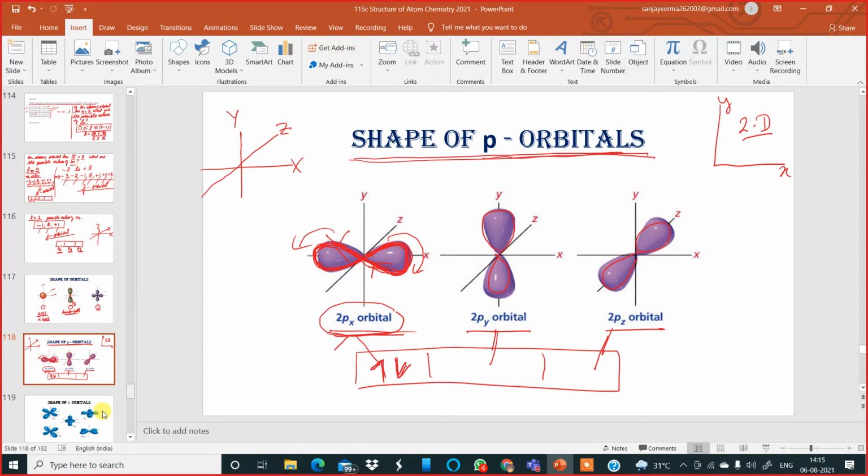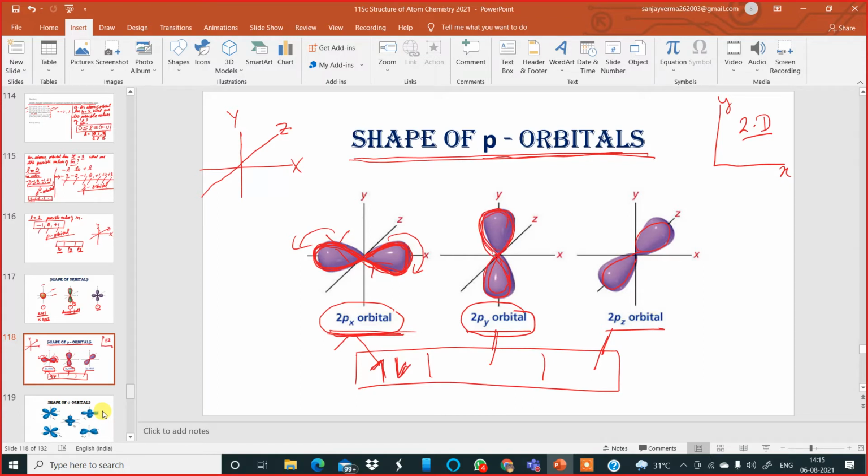Okay, so that is the 2px orbital. Now the second one is the 2py orbital. The electrons in this orbital are moving across the y axis. Okay, they're moving this way.